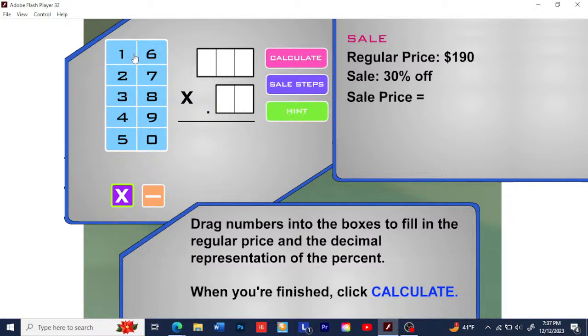I kind of wish they let you just type in the numbers instead of dragging them in like this. It would make doing it that much easier.